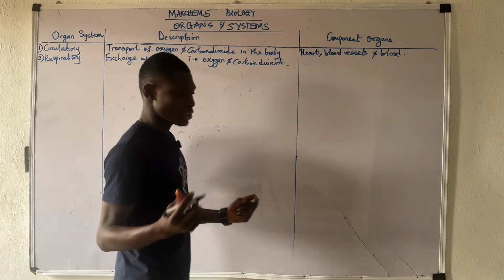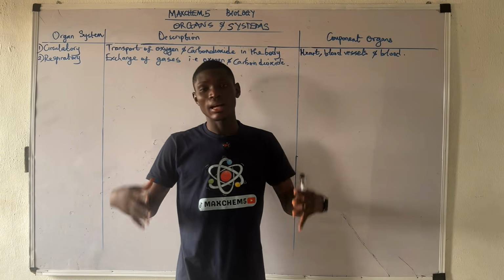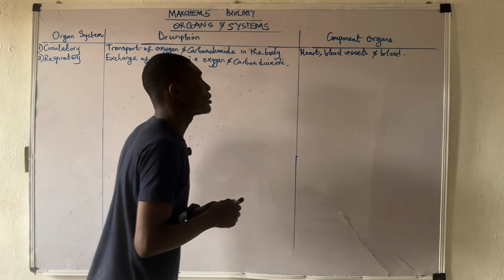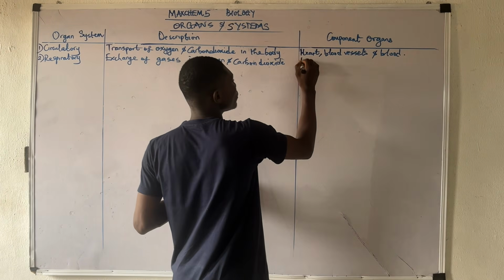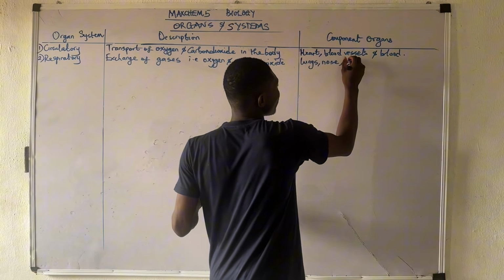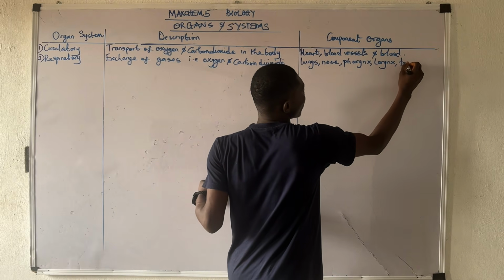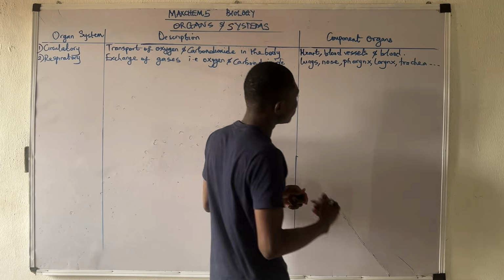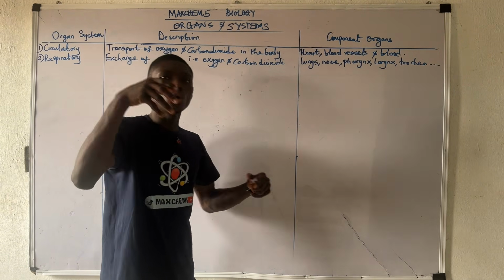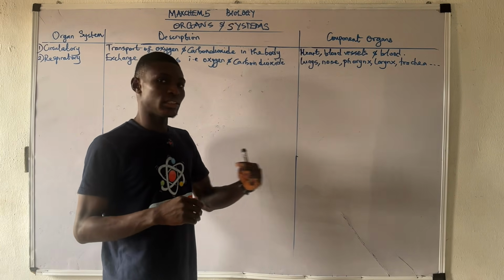That is, exchange of gases between the external environment and the systemic capillaries. The component organs of the respiratory system are the lungs, the nose, the pharynx, the larynx, trachea, and so on. Another name for the pharynx is the throat, which is the common opening for the respiratory and digestive system.